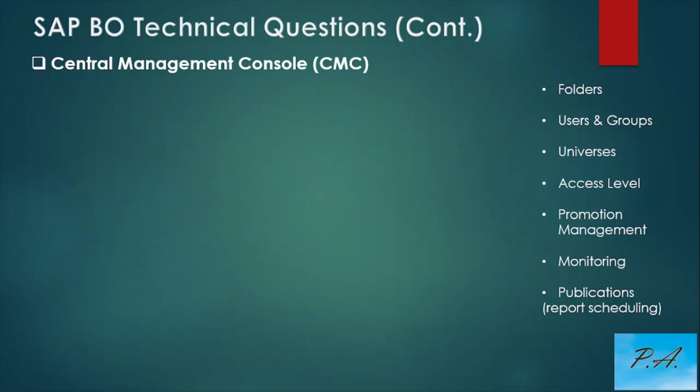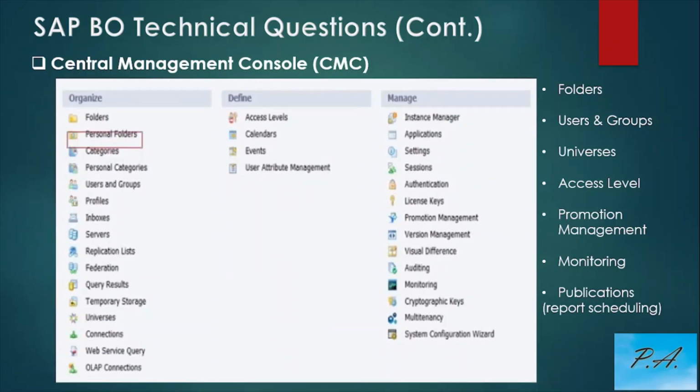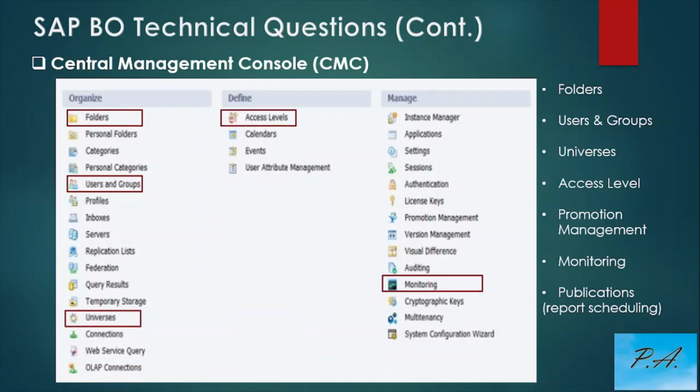Some of these are highlighted in the following CMC home screenshot, like folders: all the administrative tasks and activities like folder creation, managing subfolders, and managing folder access. Next is users and groups: creating user groups and users, adding users in the required user groups, managing user access, etc. And apart from these, universes and access level monitoring, these functionalities you should be aware of.